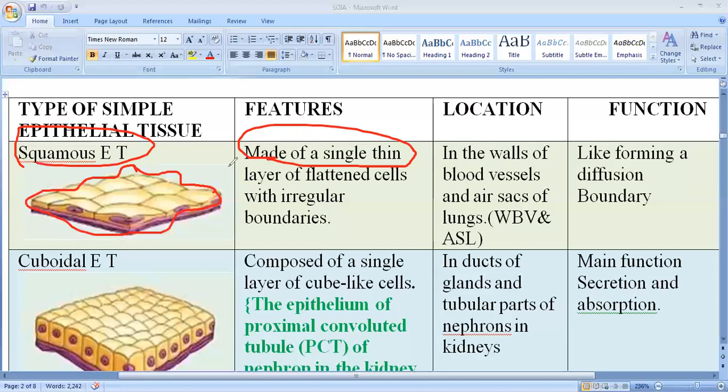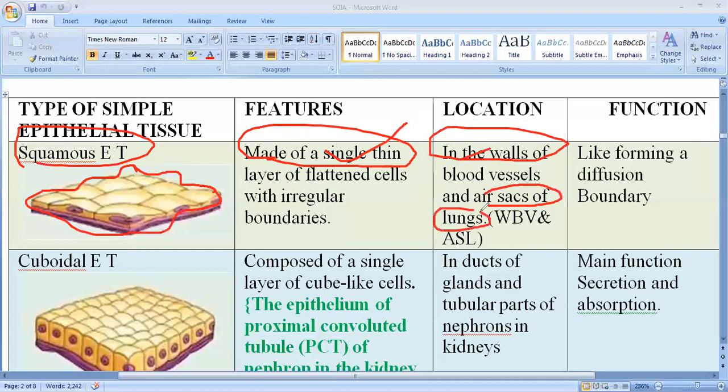And single, because this is the simple epithelium, this is the single thin layer. Their location is in the walls of blood vessels. You know blood vessels, that is called endothelium. So blood vessel lining is also known as the endothelium. These blood vessel linings have the squamous epithelium, and also the air sacs of the lungs.